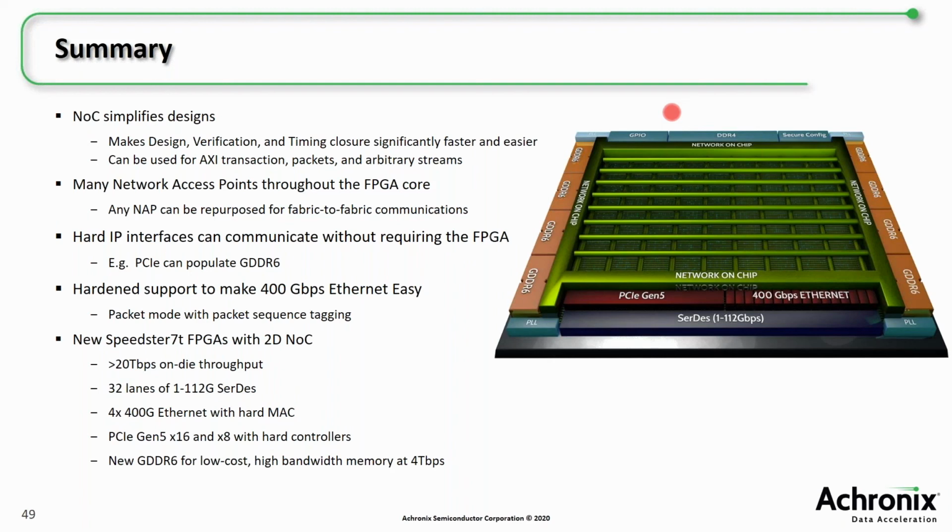So the new Speedster 7T FPGAs with 2D NOC support more than 20 terabits per second of on-die throughput throughout the NOC, 32 lanes of 112 gigabit per second SerDes that we can use to implement 400 gig Ethernet max. We also have PCI Express Gen5 x16 and a second PCI Express Gen5 x8 hard controllers. And we have GDDR6 for low-cost, high-bandwidth memory at 4 terabits per second.